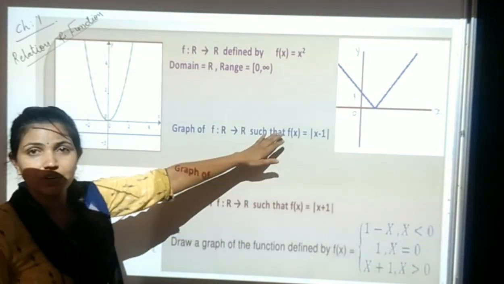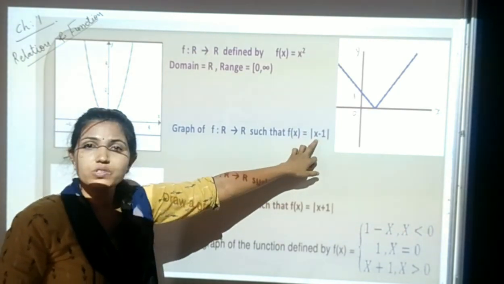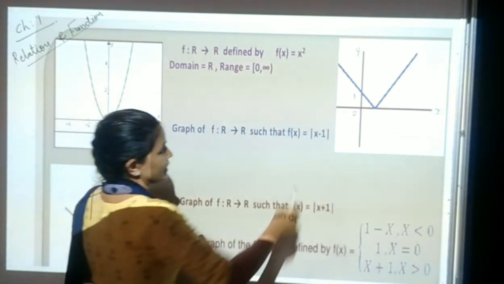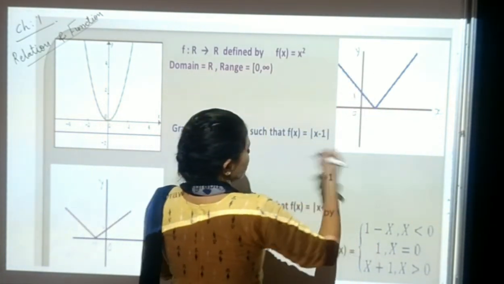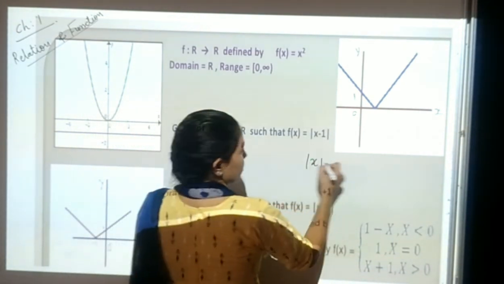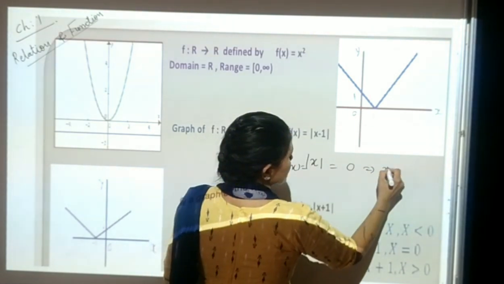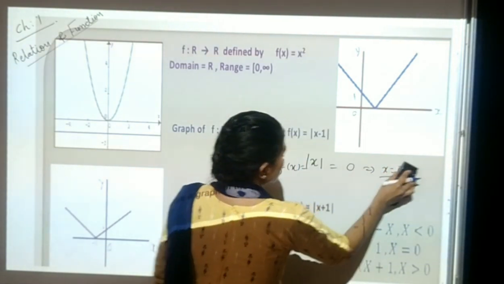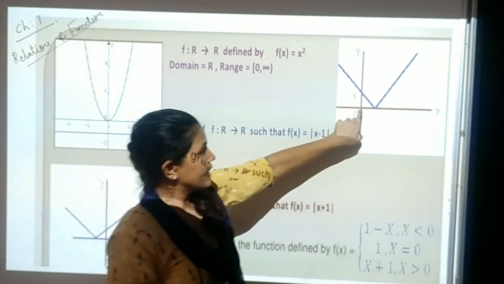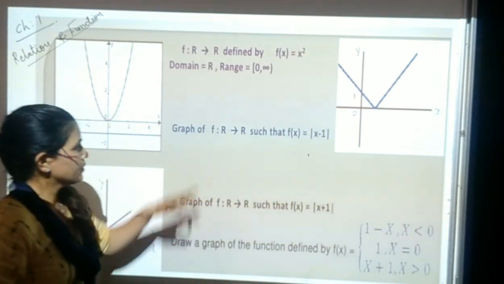Now some graphs we further know, the modulus function. Here f of x equals modulus of x minus 1. Then we know the graph of the modulus function is like that. If it is only modulus of x, then you can see the zero. Here f of x is equal to this, so we consider 0, that means x equals 0. So if we consider f of x equals modulus x, then the graph will intersect at the origin. In the next slide we have that.